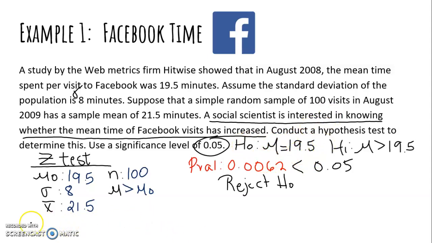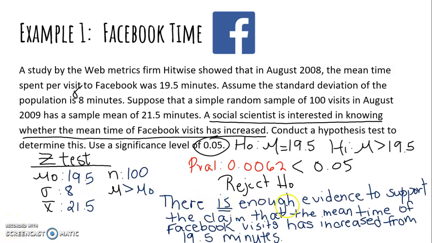Okay, so next we're going to write out the conclusion. When we reject the null, there is enough evidence to support the claim. So we would write, there is enough evidence to support the claim that the mean time of Facebook visits has increased from 19.5 minutes. Be sure when you say that you support the claim or you don't have enough evidence to support the claim that you actually define the claim in the conclusion so that we know what we're supporting. And again, because we rejected the null, we said this null is not accurate based off of our p-value. Because that's not accurate, that must mean that the alternate statement is true. That's why we can say there's enough evidence for it.